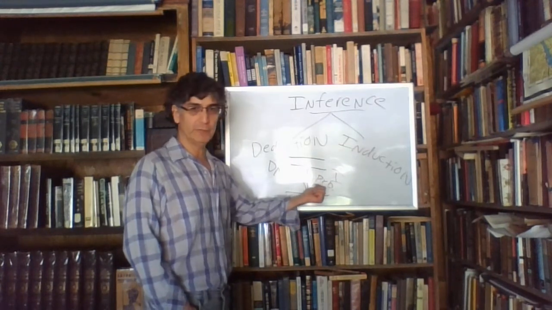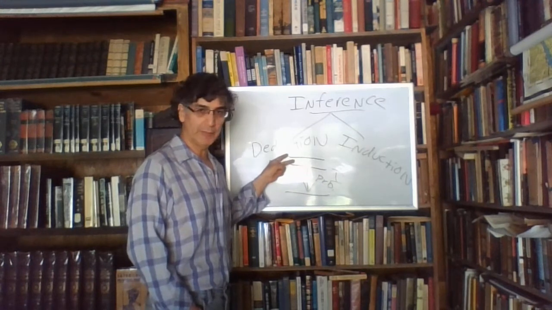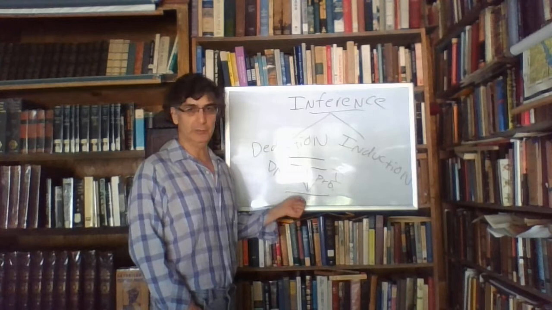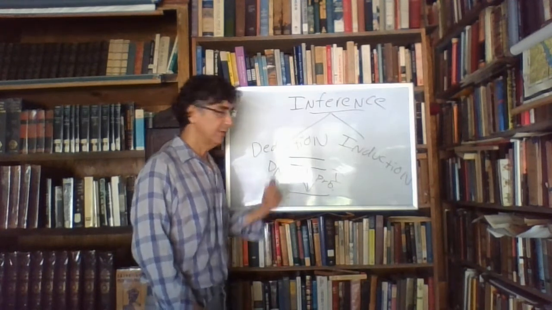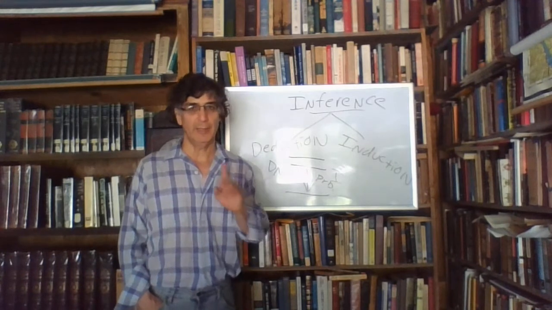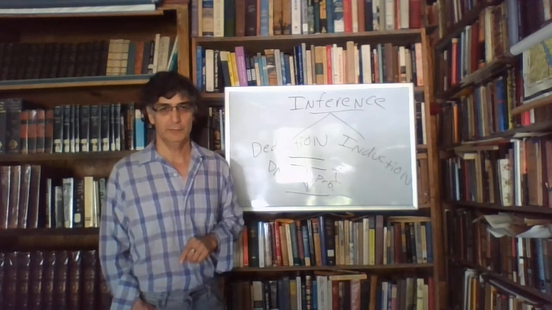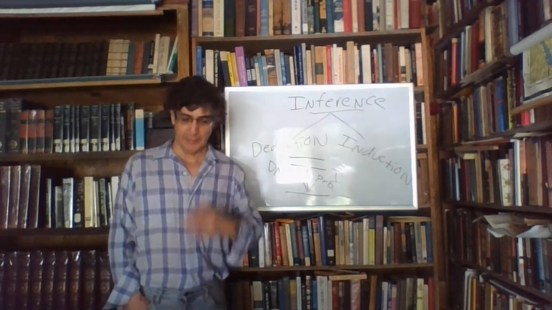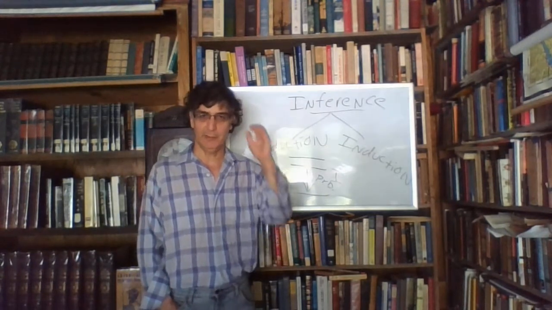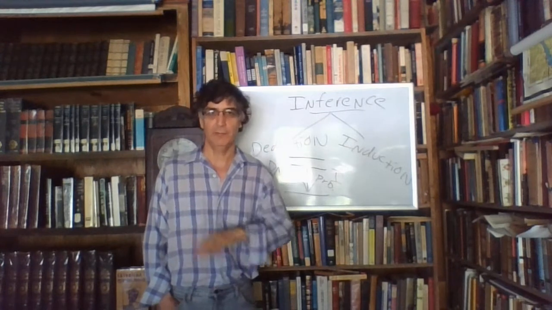So, in an inductive inference, the premises lead probabilistically to the conclusion, okay? In a deductive inference, the conclusion cannot be otherwise. The premises lead by necessity to the conclusion. Okay, do we see the difference? Now let's think about this idea of probability and necessity, induction and deduction, just a little further.